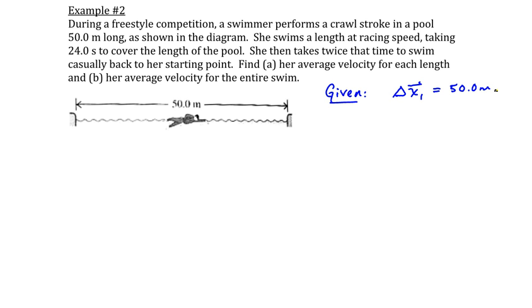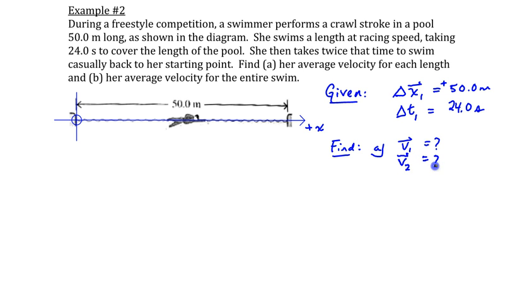Now, we should define where our coordinate system is. So let's lay down an axis in here. There's my origin set here, and there's my positive x-axis. Therefore, this distance is 50 meters. When she goes for her first leg, that's going to be a positive 50 meters, and the time for the first leg is going to be 24 seconds. In part A, we're trying to find her velocity during the first leg, and we also want to find the velocity during the second leg.